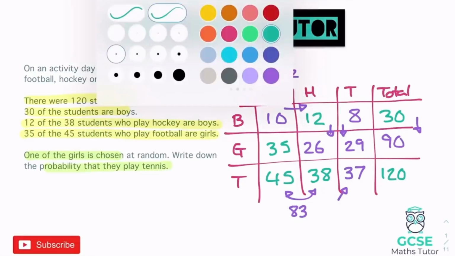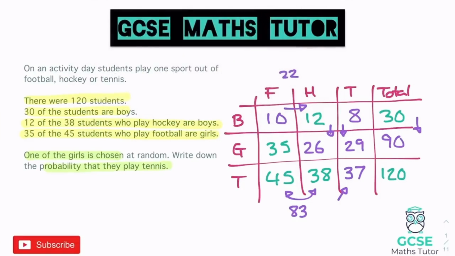Okay, so the language is different here, and this is important. It says one of the girls is chosen. So if we have a look, how many girls are there in total? There are 90. So one of those 90 girls is chosen. So our probability this time is going to be out of 90. Just got to watch out for the language there. What's the probability that they play tennis? Well, there are 29 there that play tennis. So that's going to be 29 out of 90.